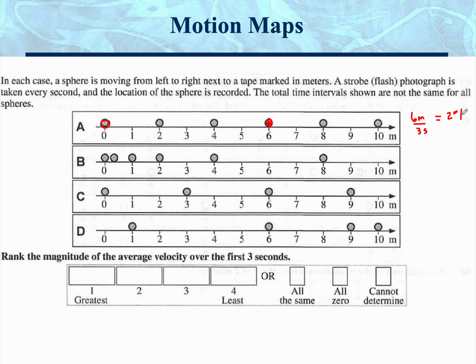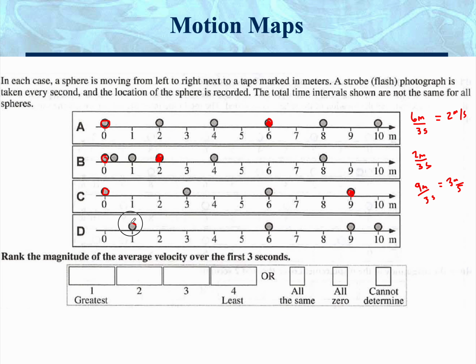What about B? Well, it starts out here. 1 second, 2 seconds, 3 seconds. Oh, in this case, it covers 2 meters in 3 seconds. We end up with 2/3 of a meter per second. C starts out here. 1, 2, 3. It ends up here. It covers 9 meters in 3 seconds. And so its average velocity is 3 meters per second. And you can sort of figure it out real quick and even do the last one.